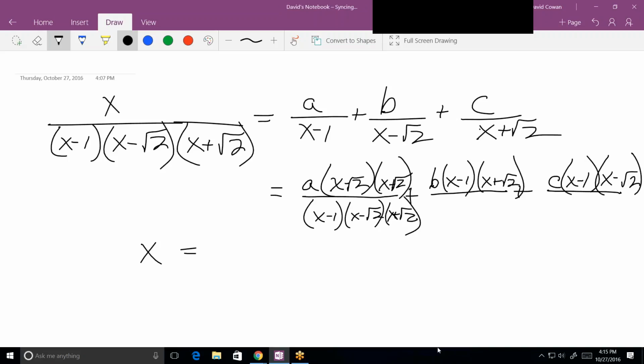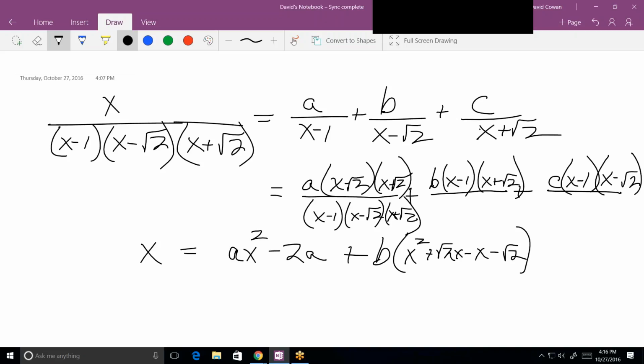And that was x squared minus 2, so it's ax squared minus 2a plus these. Let me multiply those two together first, which is x squared minus root 2x plus root 2x minus x minus root 2. And finally, if I multiply those two together, it's going to be c times x squared minus root 2 x minus another x plus root 2.